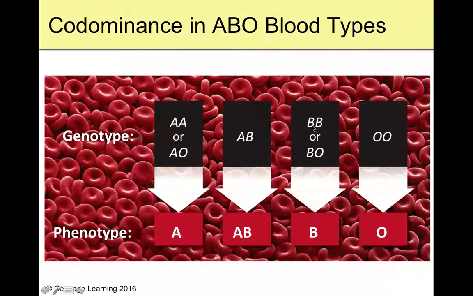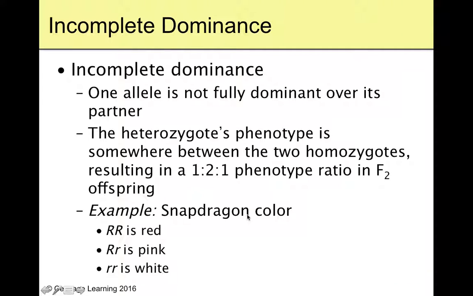Big B from mom and dad, you're going to have B blood. Mom gives you B, dad gives you O, you're going to have B blood. And the only way you're going to have O blood is if mom gives you O and dad gives you O, and then you will be expressing no surface antigens. And so AB blood is our great example of codominance in these systems.